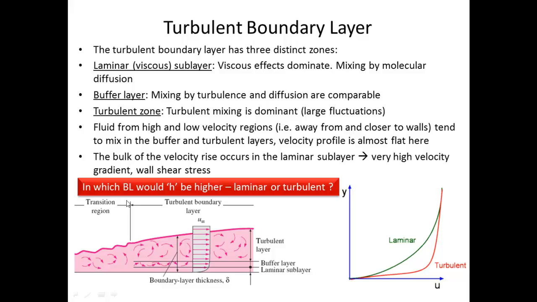So here we have a question. This is related to the thermal boundary layer. In which boundary layer will we have a higher value of the convective heat transfer coefficient, laminar or turbulent?